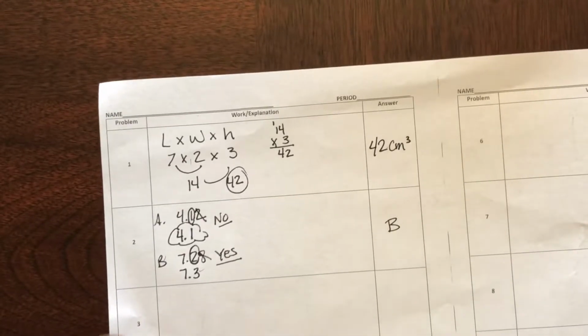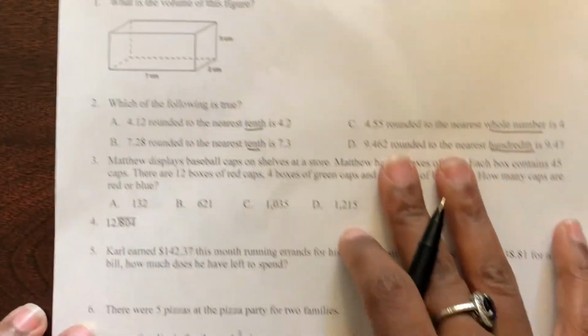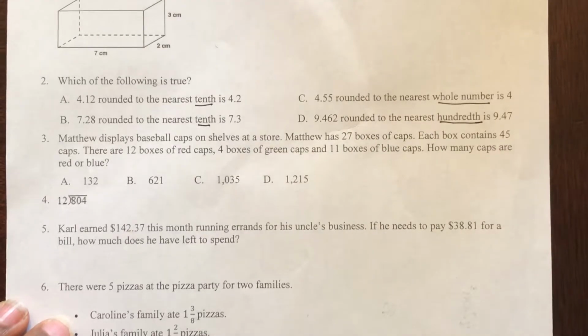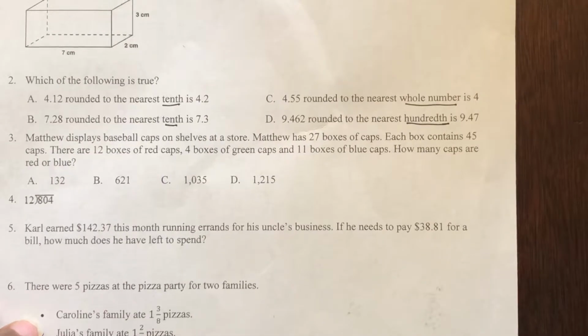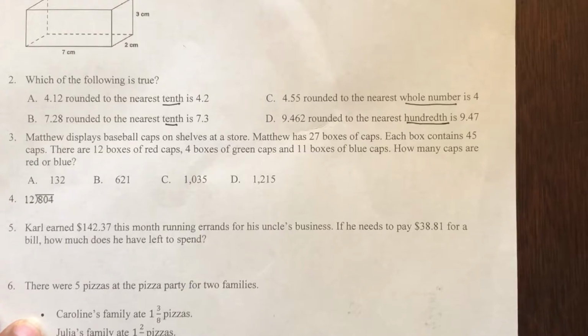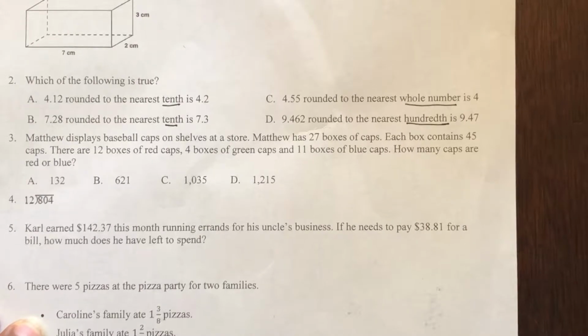So now I'm going to question number 3. All right, question number 3 is kind of a long one. Hopefully it's all in the screen. It said, Matthew displays baseball caps on shelves at a store. Matthew has 27 boxes of caps. Each box contains 45 caps. There are 12 boxes of red caps, 4 boxes of green caps, and 11 boxes of blue caps. How many caps are red or blue?